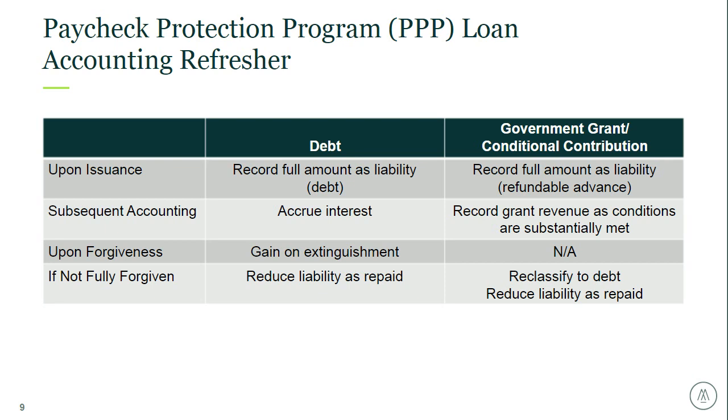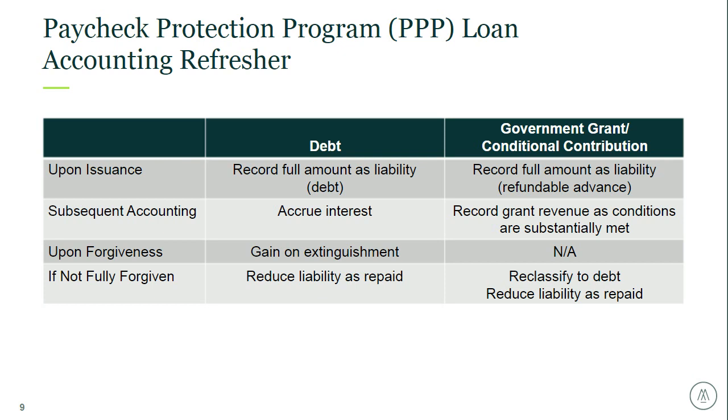There are two ways that PPP loans can be accounted for, and there is no authoritative guidance dictating one specific way. The AICPA did release a technical question and answer document, basically reiterating that these are the two options that you can account for these. There is no right way. It is really up to you as an organization to decide.